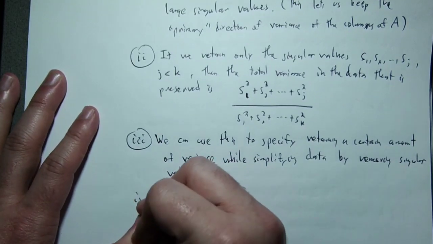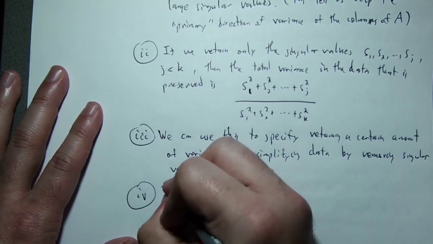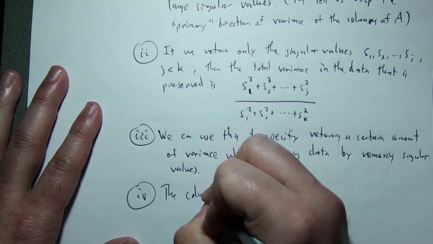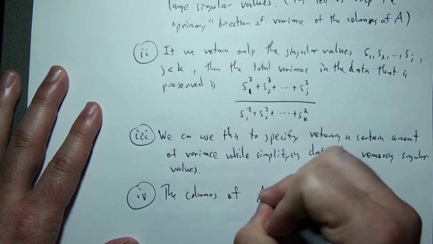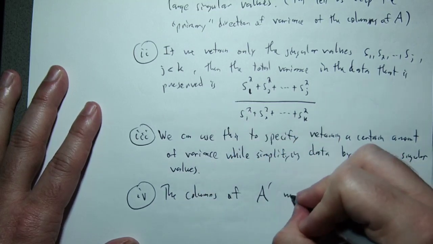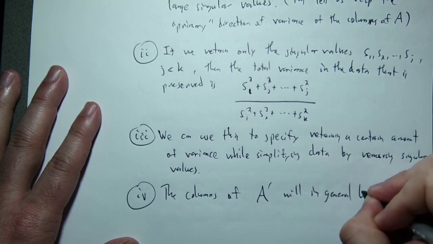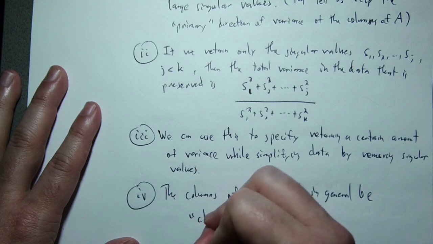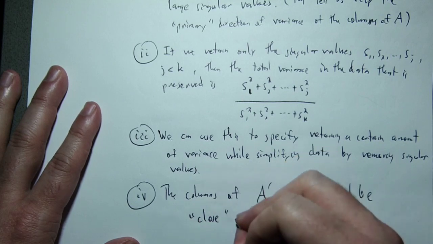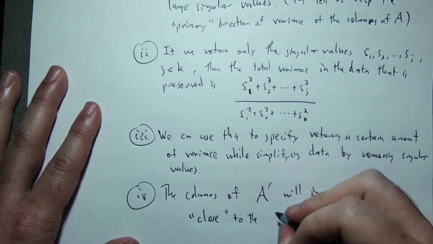And then lastly, the columns of the A prime that result will in general be close to the columns in A.